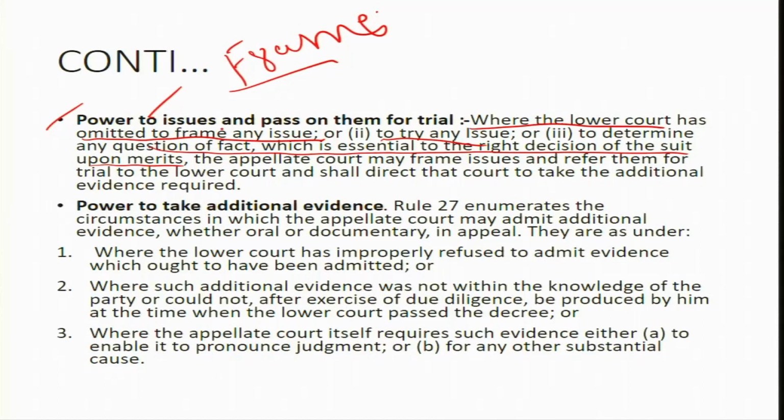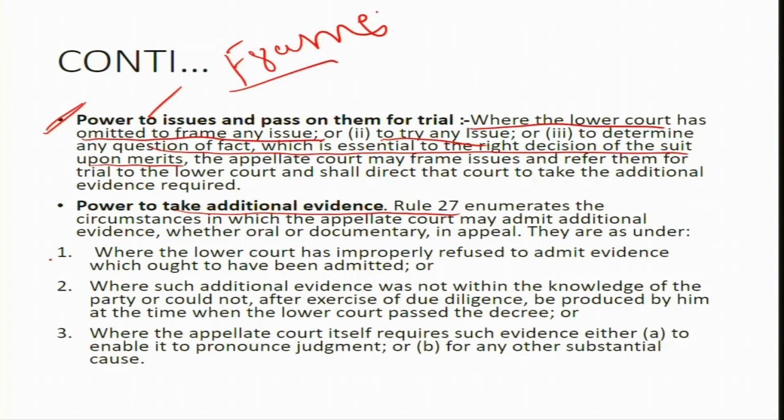So, there is the power to frame issues and refer them for trial where the lower court has omitted to frame them, when the power of remand can be exercised. Otherwise also, the lower appellate court can exercise this power and frame issues and refer them for trial. Third, the power to take additional evidence under Rule 27. Although this is an exceptional power, there are three conditions when the appellate court can accept additional evidence.